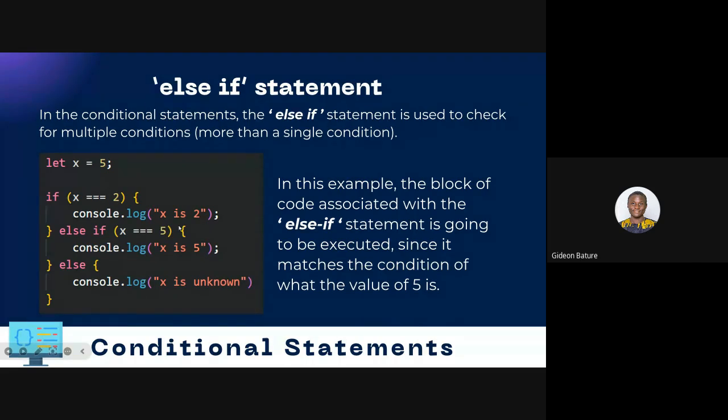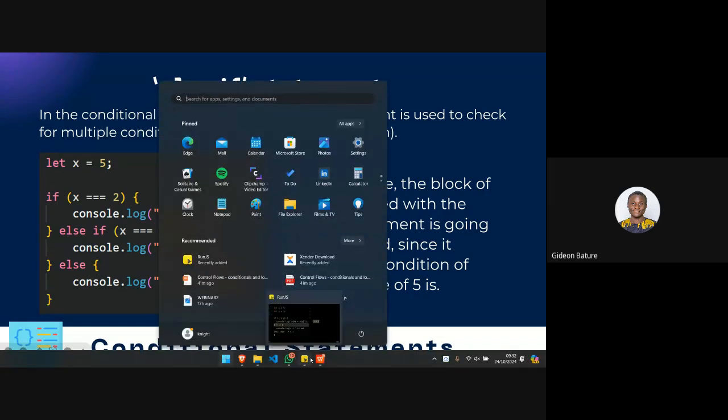Then in a situation where the number is neither 2 nor 5, it should tell us what? x is unknown. You understand? So if you look at this one now, we are checking for two things: if x is 2 or if x is 5. Then in a situation where x is neither 2 nor 5, it should just tell us that x is unknown. All right, so we can do this. So let's go to our code, right?